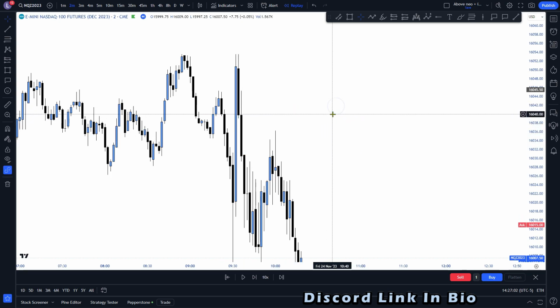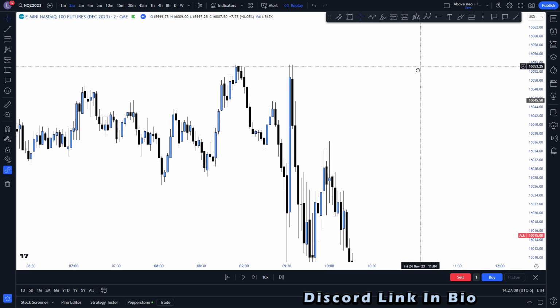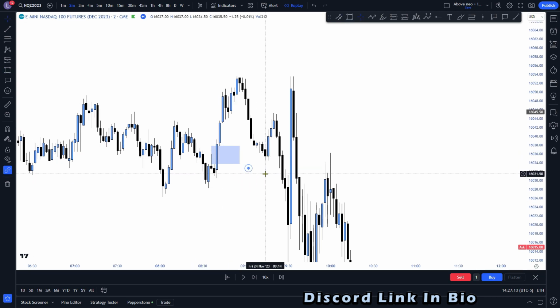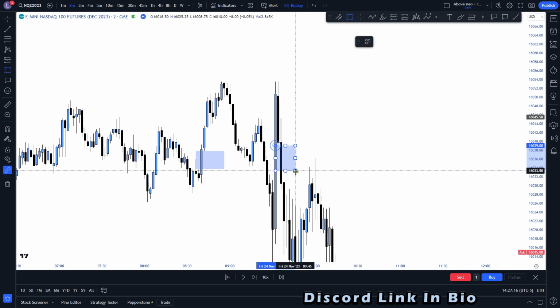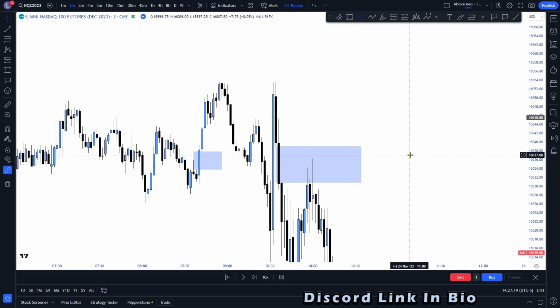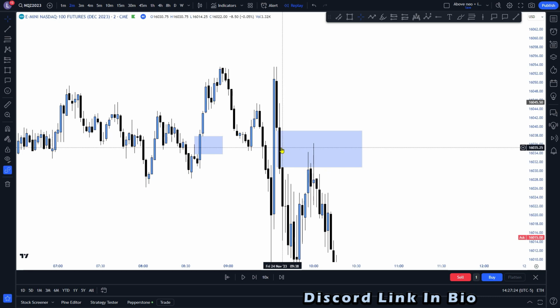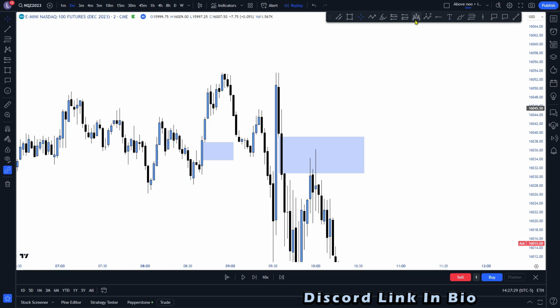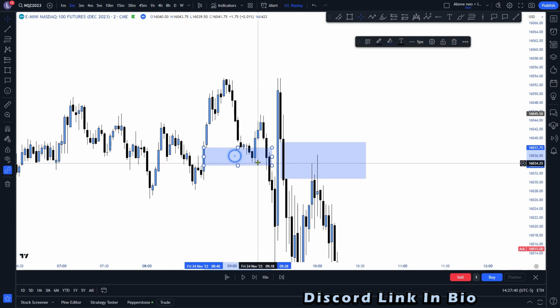There are 2 types of fair value gaps. You have bullish fair value gaps, which are created from bullish candles, and then you have bearish fair value gaps, which are created from a bearish candle. So as you see here, that is a bearish candle, a bearish fair value gap, and then this is a bullish candle, so this is a bullish fair value gap, because as you can see, no wicks touch. The first and the third candle here do not touch together, so this is a fair value gap.